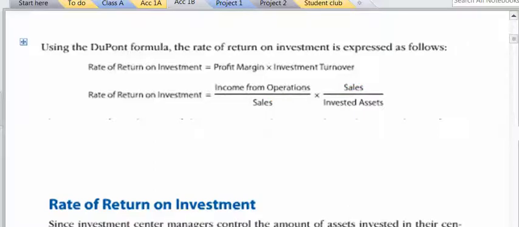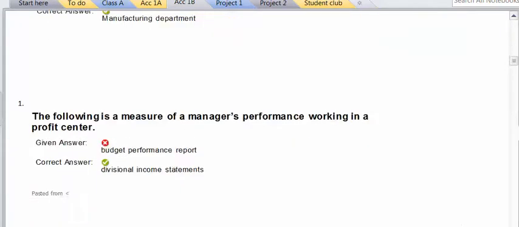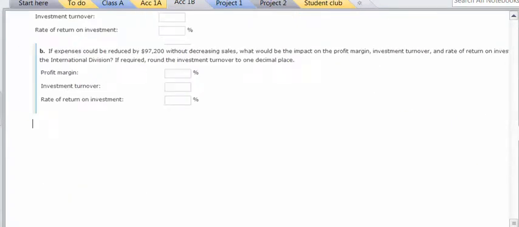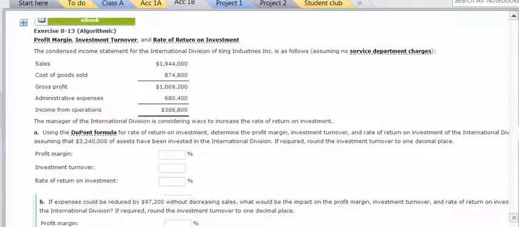formula for the rate of return using DuPont: the income from operations divided by sales, and sales divided by the invested assets. So we're going to go down and take a look at those. Our sales is $1,944,000. So to determine our profit margin, we're going to take the income from operations of $388,800. We'll divide that by my sales of $1,944,000.